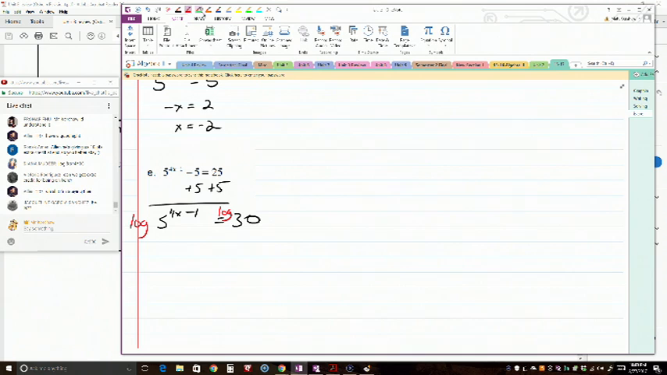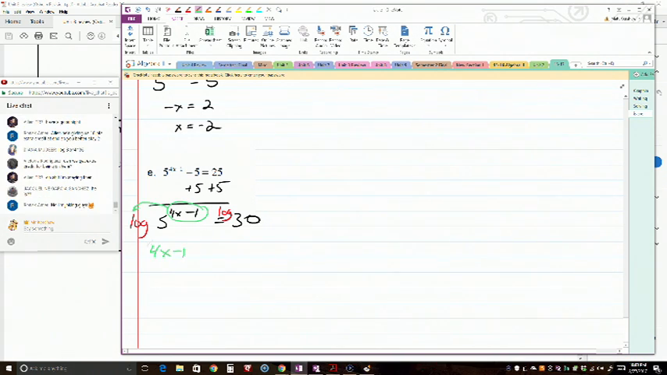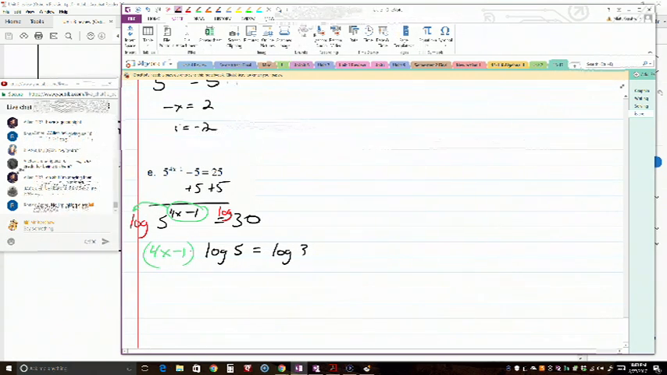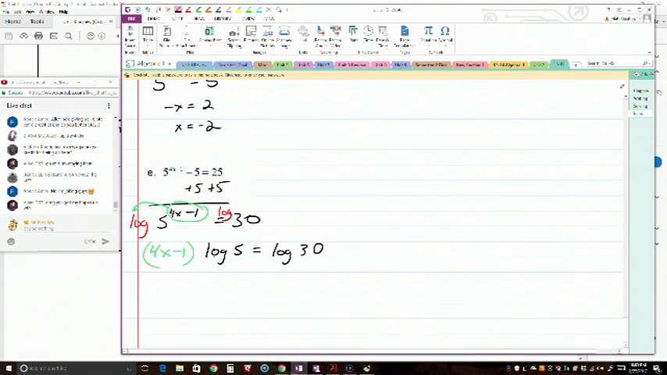And the whole reason we do that is so that this can go to the front. And so this becomes a 4x minus 1 in the front. And so we get the 4x minus 1 times log of 5 equals log of 30. Okay. And then now we divide both sides by the log of 5.